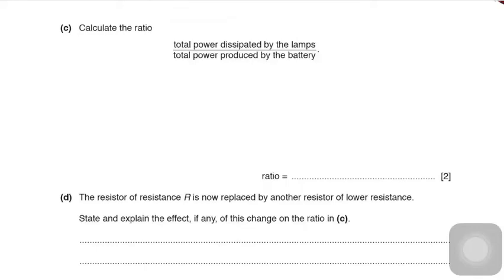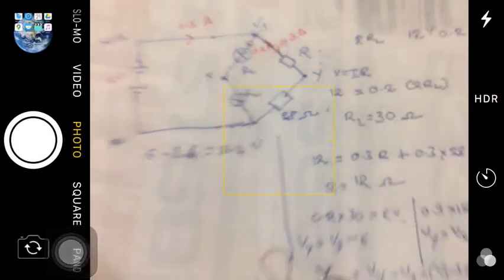Then in the C part, they are asking you to compare the powers. Now, to calculate the power, we can use any one of the three equations. P is equal, there are three equations as you know. Power is equal to VI, power is equal to I squared R, power is equal to V squared by R. So you could use any one of these three.